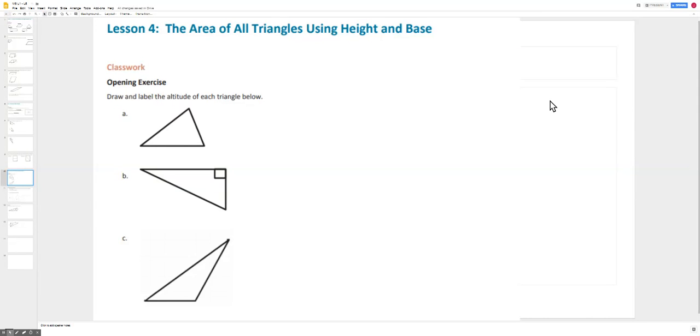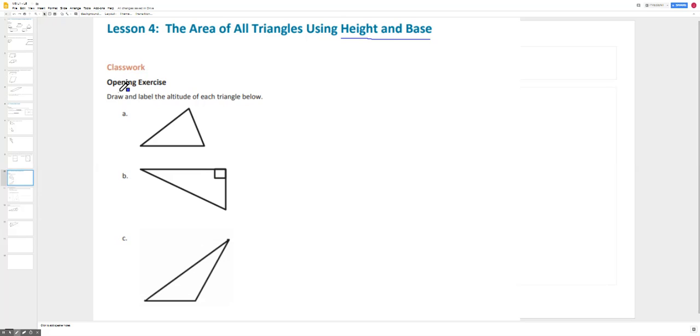All right, hello students. We're going to go over another lesson of dealing with triangles. Find the area of all triangles using base and height. Like I said, it doesn't matter what type of triangle it is. We can always use the base and the height of the triangle that's represented by the 90-degree angle. So let's go ahead and look at what's going on here.